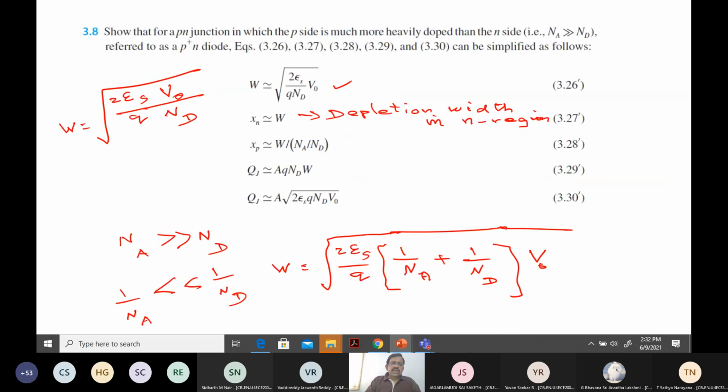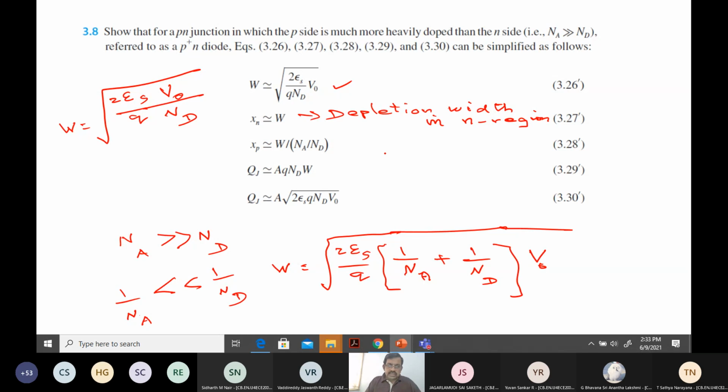Now let us go to the other question. So what is the next question? Qj is this thing, so that can be proven. Qj equal to square root of 2 epsilon s q Nd V naught. You substitute for W, you will get this equation. So we have already proven equation number 1 here. You substitute on this equation, what will I get?